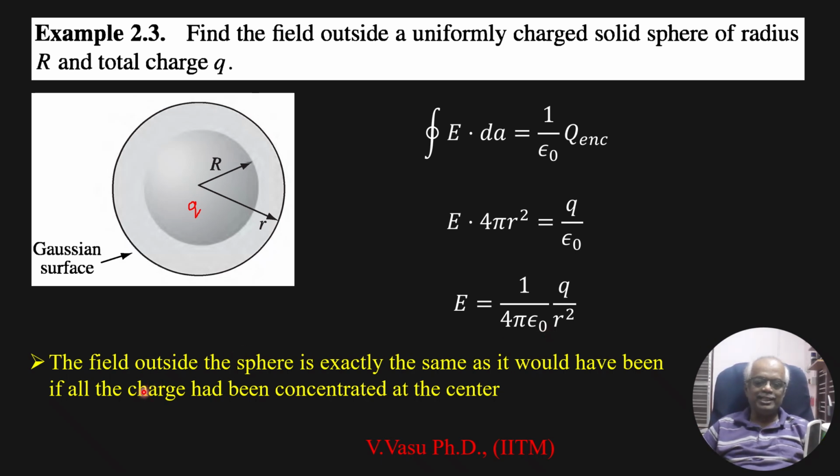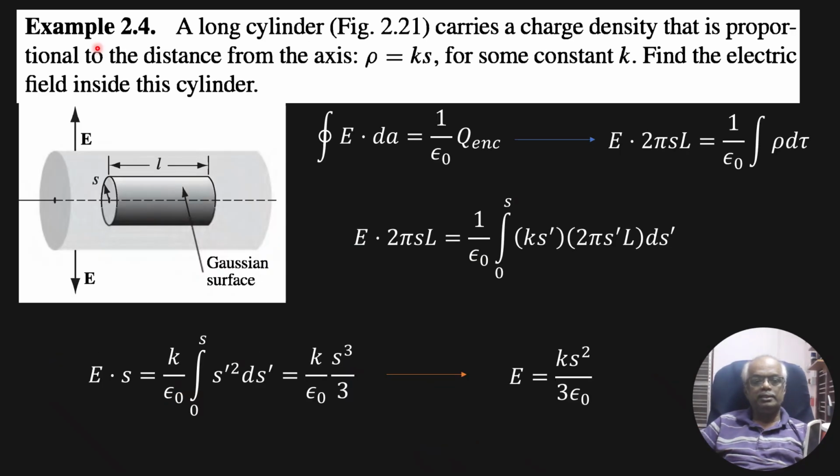Here the important point to be mentioned is that the field outside the sphere is exactly the same as it would have been if all the charge had been concentrated at the center. This is a very important conclusion we arrived at from this problem. Next example is example 2.4.